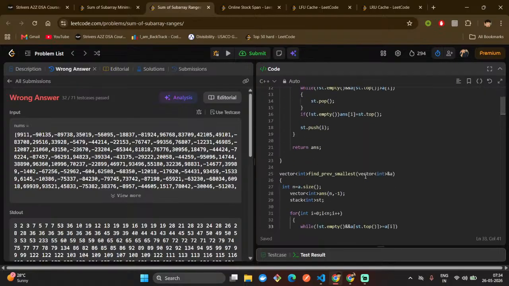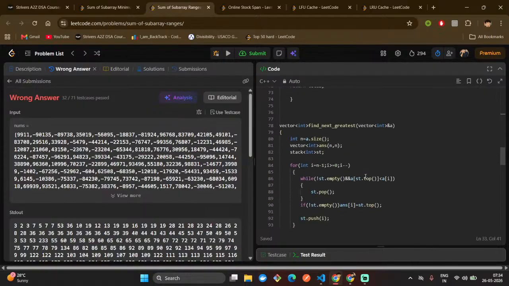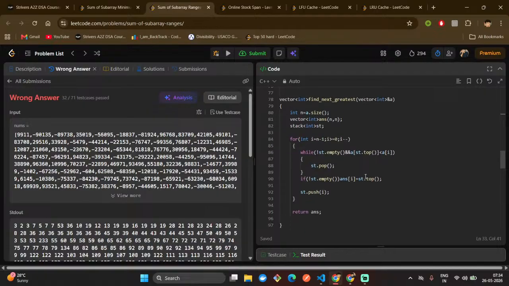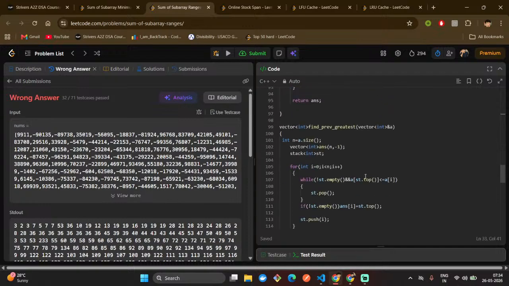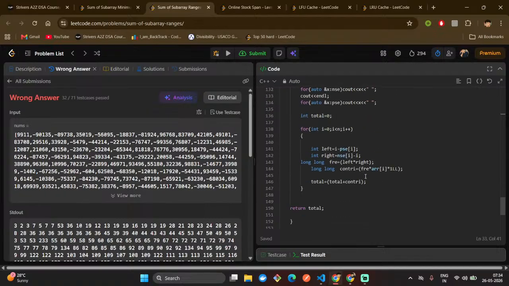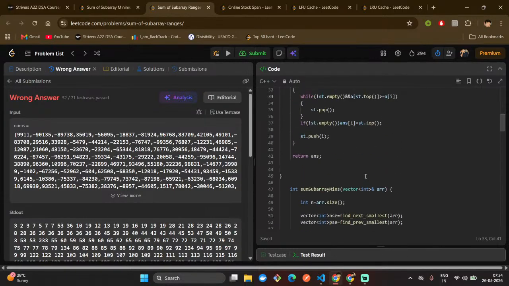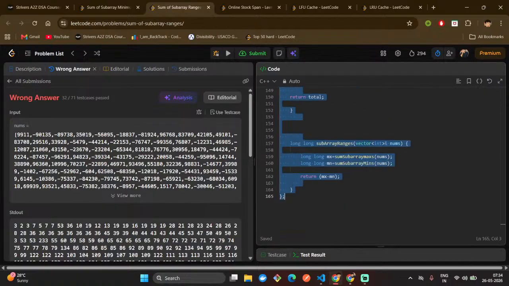Now let's check for the greatest element. We have to find the greatest element, find the next greatest element. Now the previous greatest element should be, previous for the greatest. We are just minimizing. There is an error. Let me ask ChatGPT.